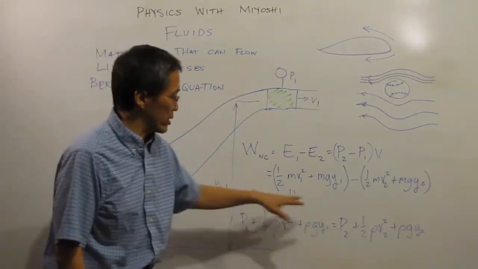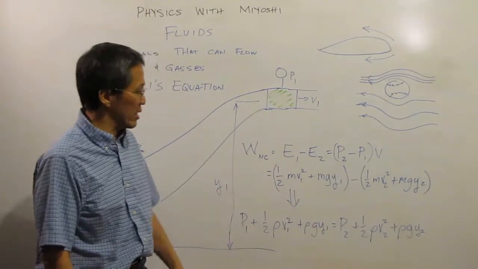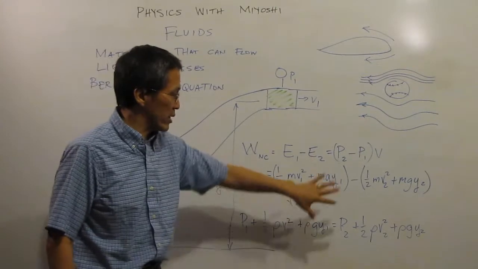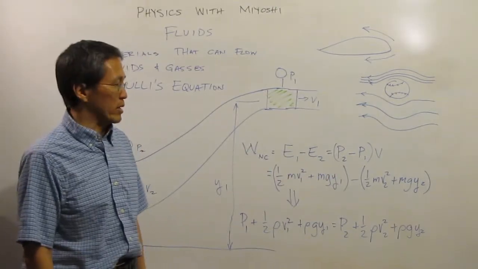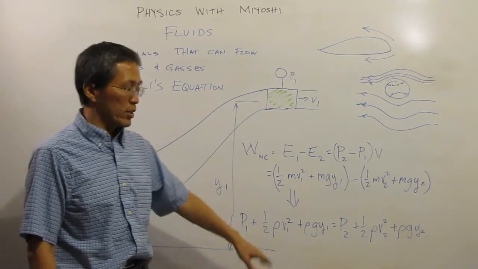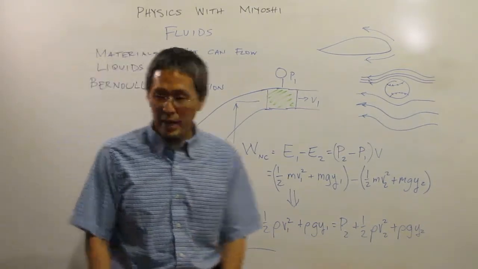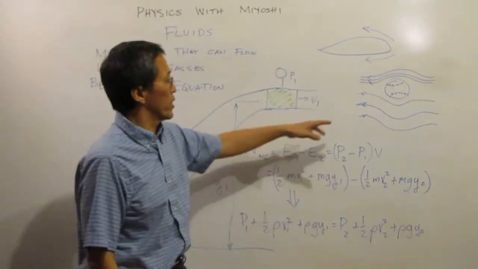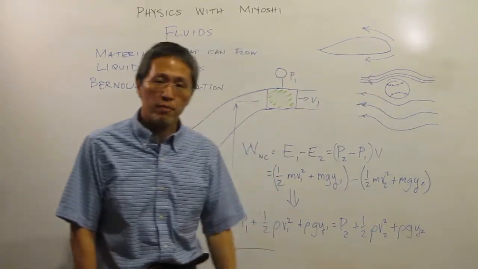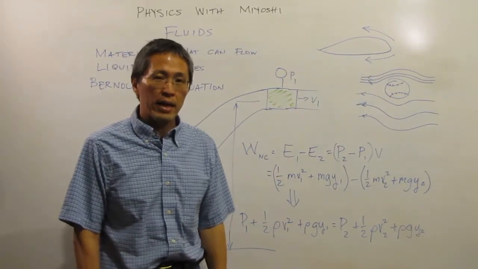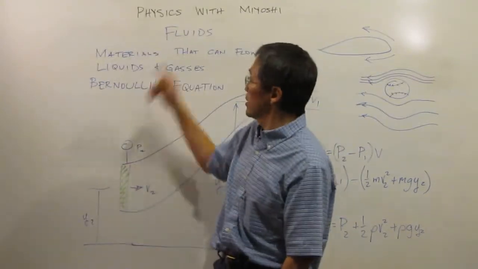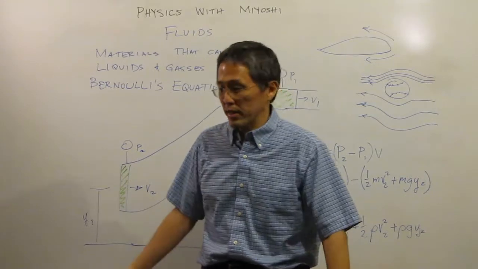So we can rearrange these equations. There's a little bit of math magic in there, but essentially all I'm doing is dividing by the volume to get to this equation and rearranging terms a little bit, and we end up getting Bernoulli's equation. Bernoulli's equation has lots to do with making a ball curve or making a wing lift an airplane, and it's got a lot to do with fluids. And so there it is, Bernoulli's equation.